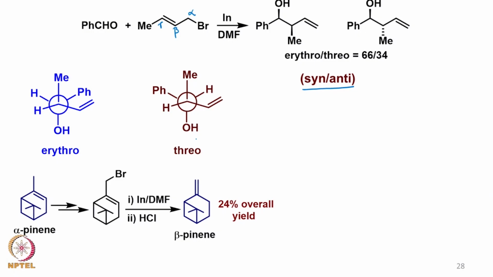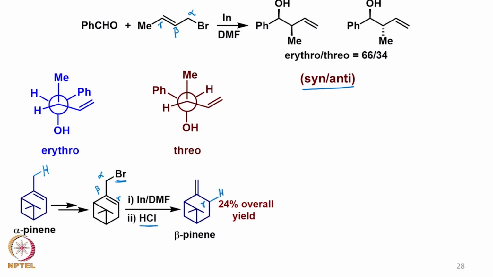And now if we look at further reactions, this is alpha pinene. If we take alpha pinene and carry out the functionalization at this particular carbon atom and make the corresponding bromide and react with indium, once the indium reaction occurs, this is the alpha position, this is the beta position, and this is the gamma position. Now you see what is happening is that the reaction is occurring with the protonation at the gamma position. So this is the gamma position where the proton is coming.